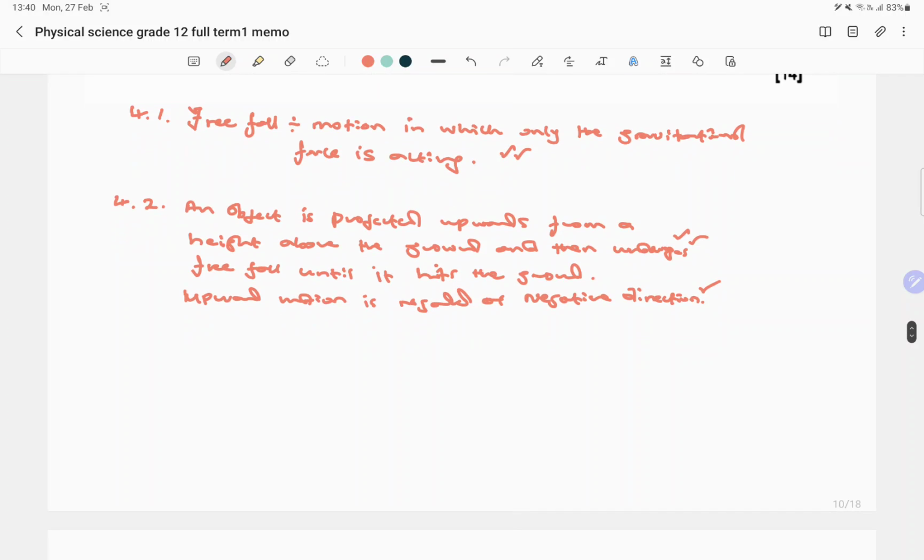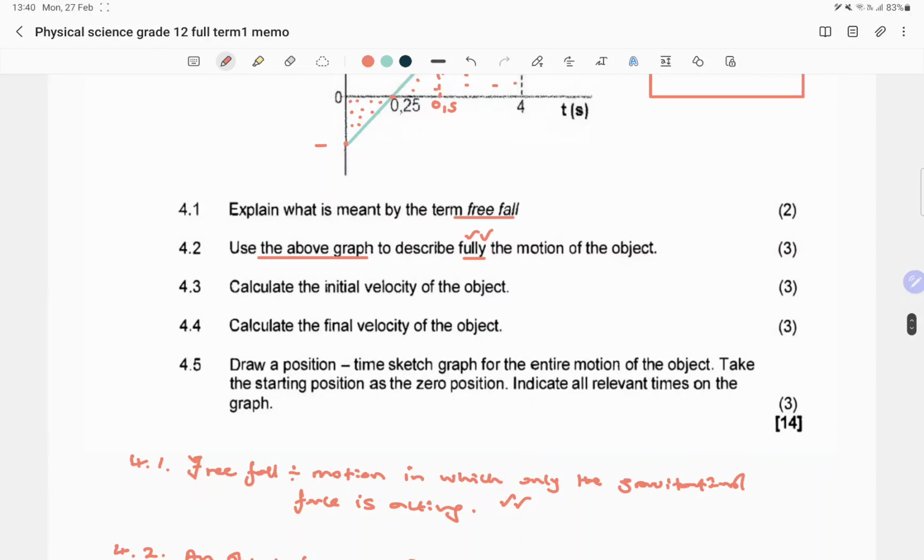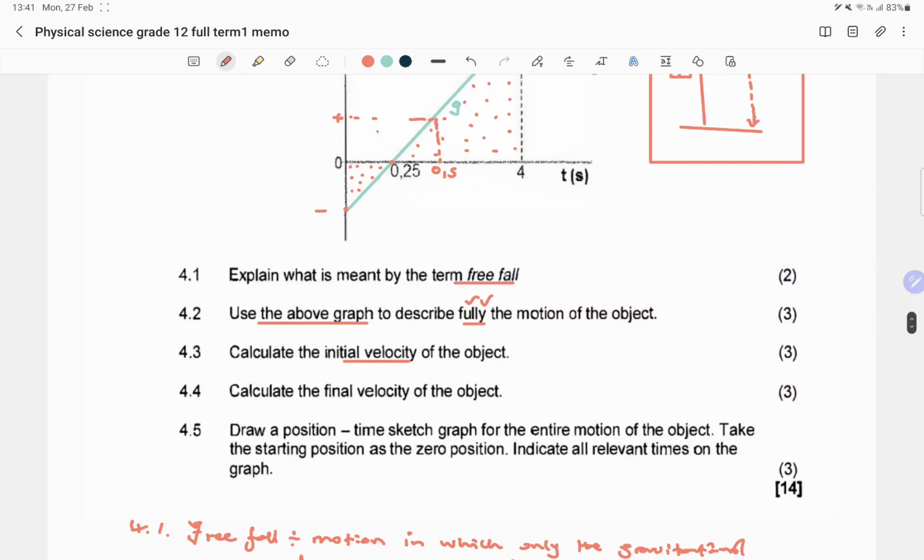Okay, now let's do some calculations, which is our favorite business. Now it says calculate the initial velocity of the object. So let's just look at this portion of our graph.